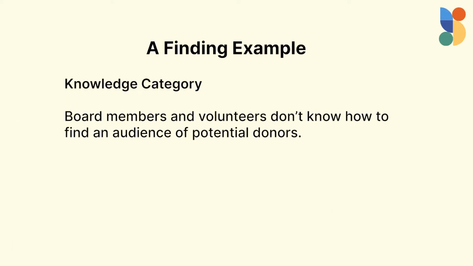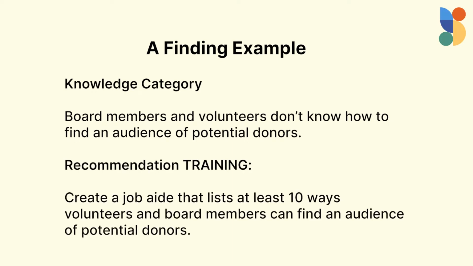An example of a finding and recommendation for training looks like this. Knowledge category, finding number 1. Board members and volunteers don't know how to find an audience of potential donors. Recommendation, training.